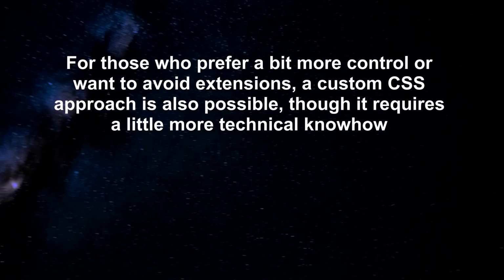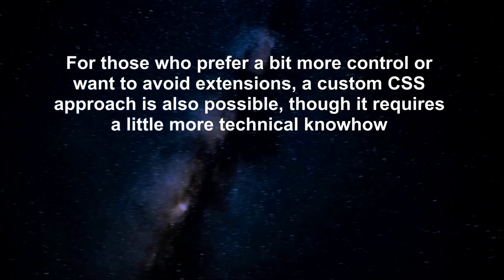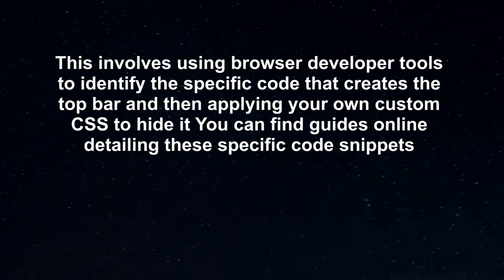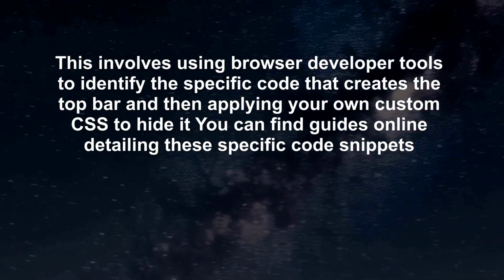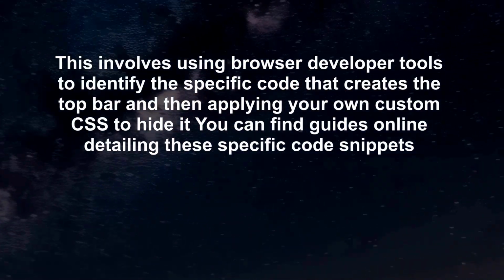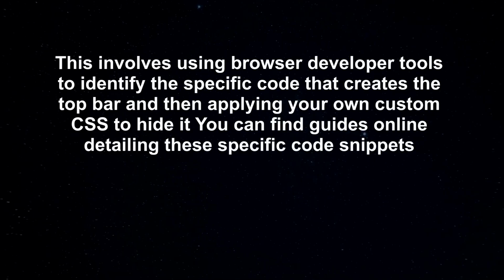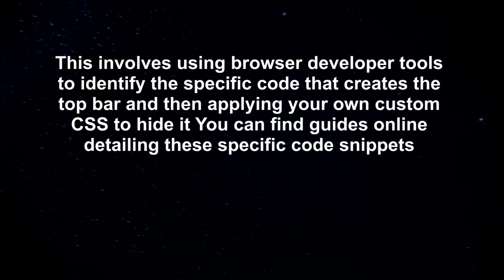For those who prefer a bit more control or want to avoid extensions, a custom CSS approach is also possible, though it requires a little more technical know-how. This involves using browser developer tools to identify the specific code that creates the top bar and then applying your own custom CSS to hide it. You can find guides online detailing these specific code snippets.